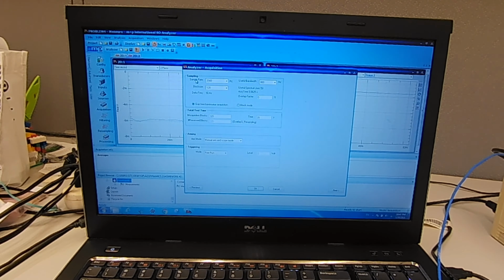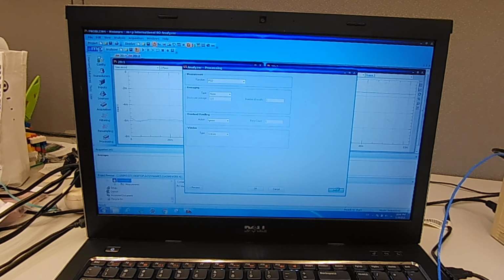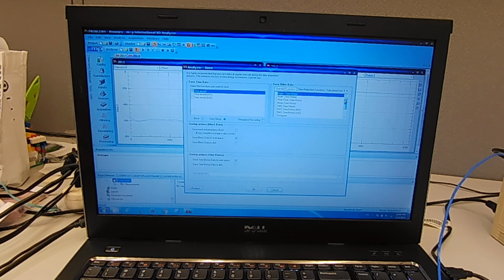Okay, so for sampling purposes, the sampling rate that I have is 2000 Hertz, and the block size is 128, and I'm going to measure 20 seconds of data. The triggering will be free run because I like to start recording manually. That's really what that means. The only things that I have to do now are just to ensure that I am measuring time record and it's getting saved to the workspace.